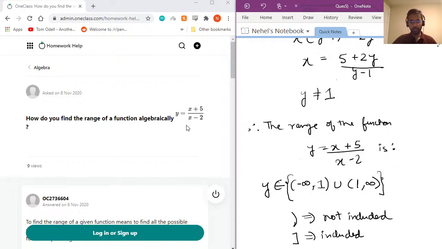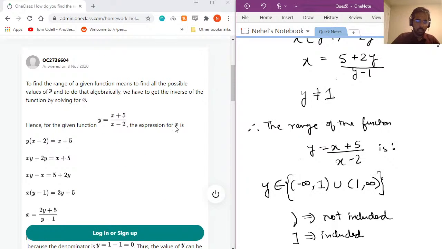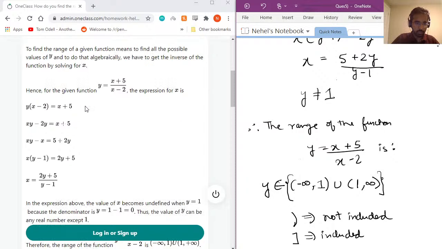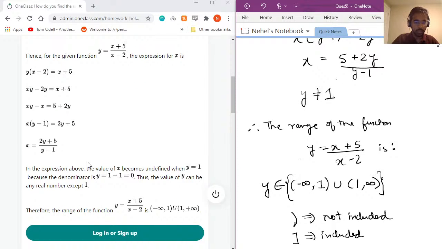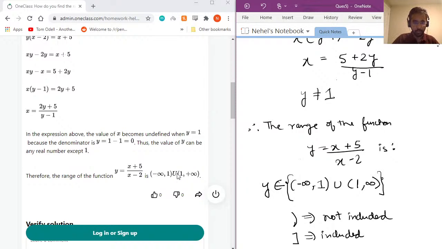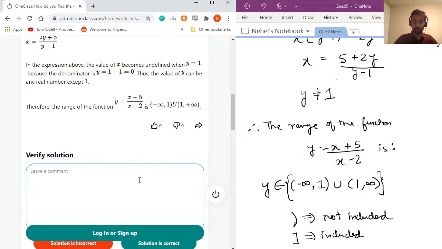Okay, let's verify the solution. To find the range, we must algebraically invert the function, and we get this, which is perfect. We got that as well. In this expression, the value of x becomes undefined when y equals 1, but otherwise it's perfect.